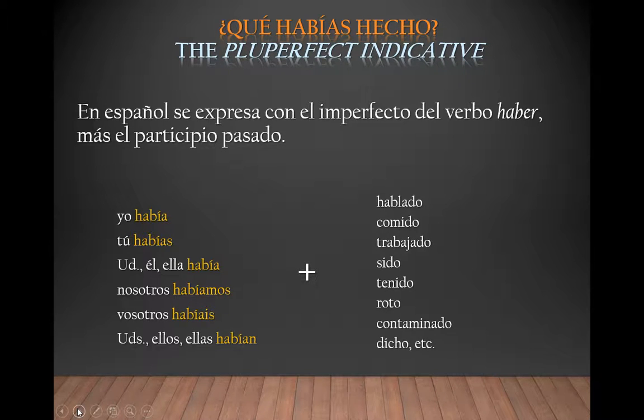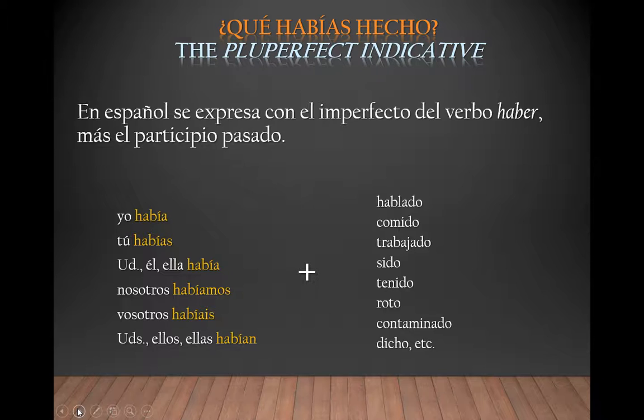If we said tú habías trabajado, you had worked. Él había comido, he had eaten. Nosotros habíamos roto, we had broken. Ustedes habían dicho, you had said. Ellos habían comido, they had eaten. So once again, just combine any word from the left, the form of había that you need, plus a past participle on the right. And I've given you just a few examples there.